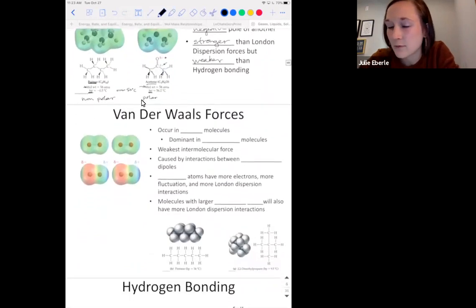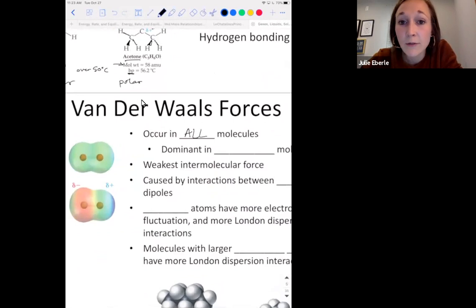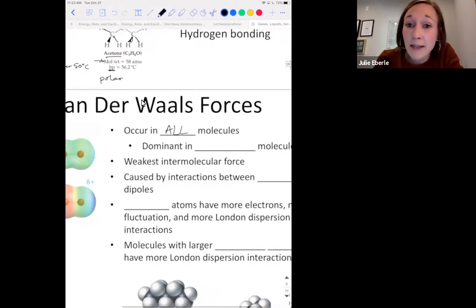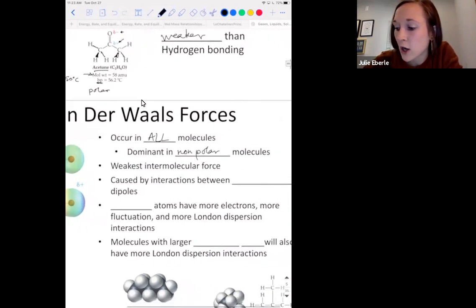Van der Waals forces, AKA London dispersion forces. The first blank here is that they occur in all molecules. Every single molecule, even the polar ones, experiences van der Waals forces, okay? It's just that in polar molecules, van der Waals are not the strongest. The dipole interactions are the strongest. London dispersion forces, van der Waals, are the dominant, strongest force in molecules that are nonpolar.